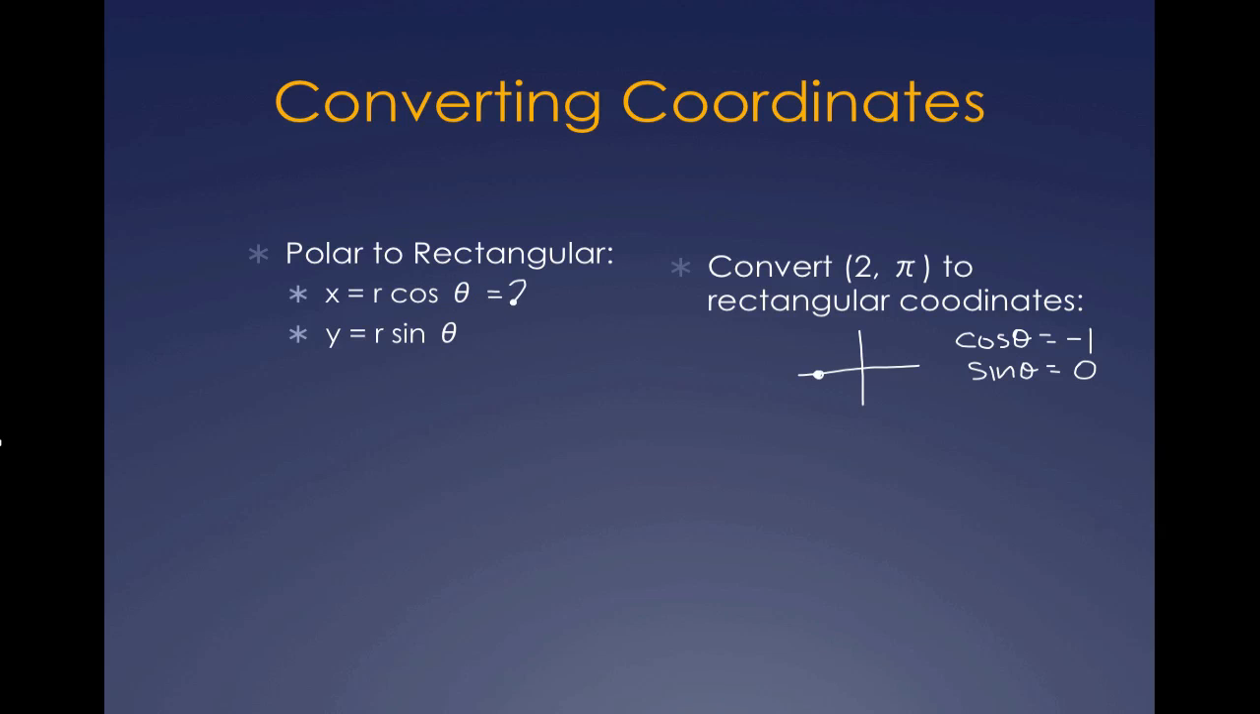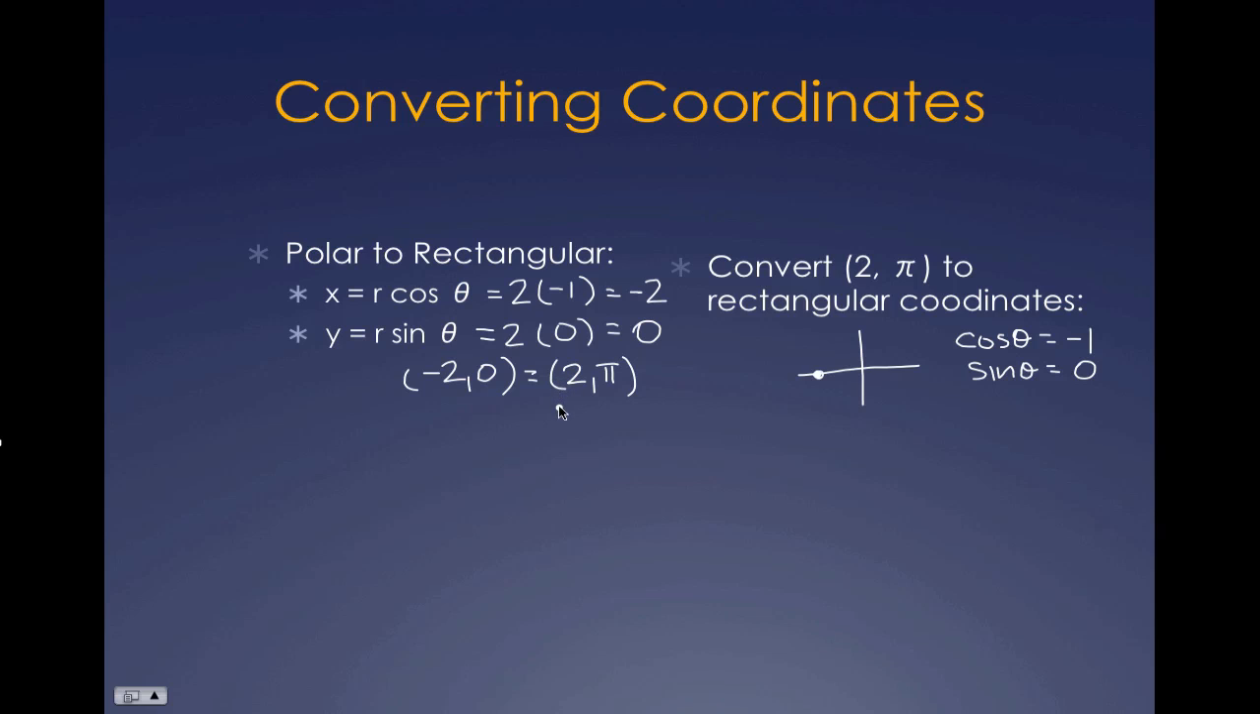So when we plug in our information for x, we get r, which is 2, times cosine theta, which is -1. So we get the x coordinate of 2 times -1, which is -2. For y, we're going to get r, which is 2, and sine theta, which is 0. So we get the y coordinate of 0. So these have the same coordinates as the point -2, 0. So 2, pi in your polar coordinate system equals -2, 0. They are the same point. That just tells us the point in one system versus another.